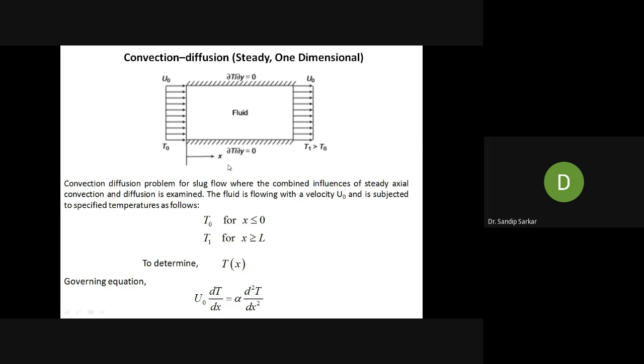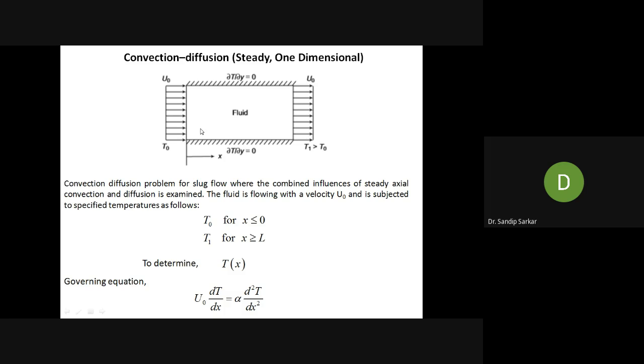Suppose L is the length of the domain, which I have not shown here. At the exit the temperature is T1. So at x equal to L or x greater than L, your temperature is T1. That means there is a variation of temperature inside the domain, right? There is a variation of the temperature inside the domain.